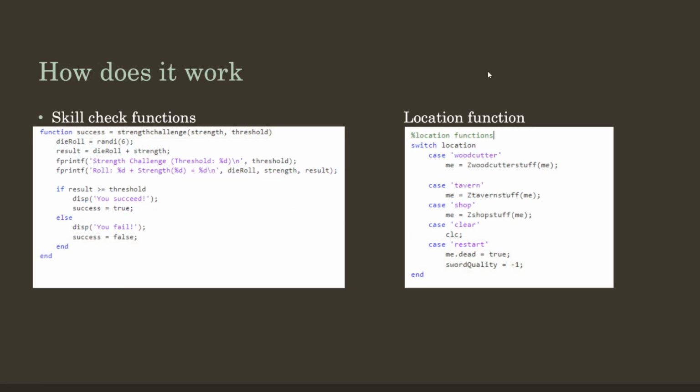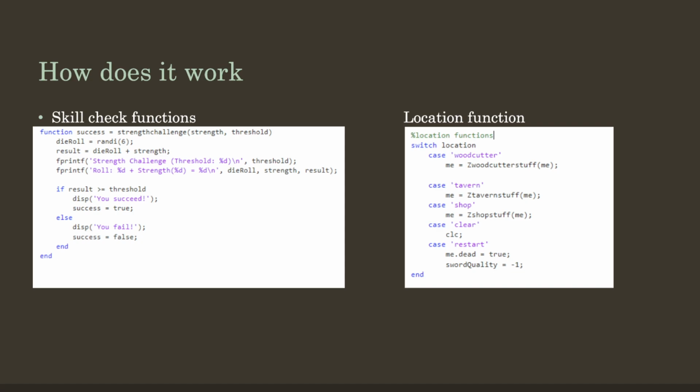So how does it work? There's 3 skill check functions: one for strength, charisma, and agility, and the only difference between all 3 of those functions is literally the word strength, charisma, or agility. Each of them is just for their own stat, and each one has a die roll of 6, and the die roll adds on to your stat to help you succeed or fail based on the threshold for each challenge.